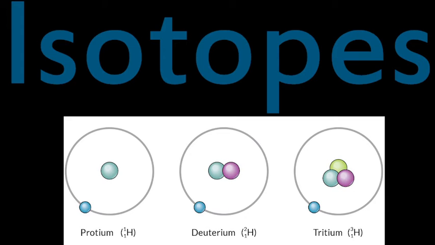The isotopes of hydrogen are protium, deuterium and tritium. Their mass numbers are 1, 2 and 3 respectively. Protium is the most abundant of the 3 isotopes.